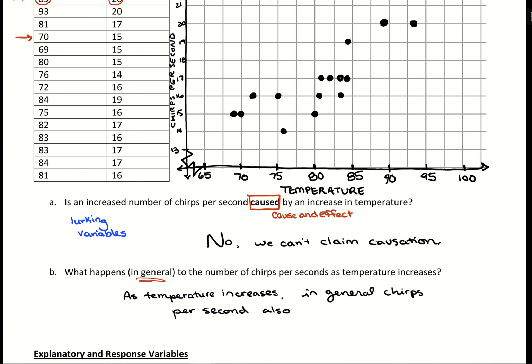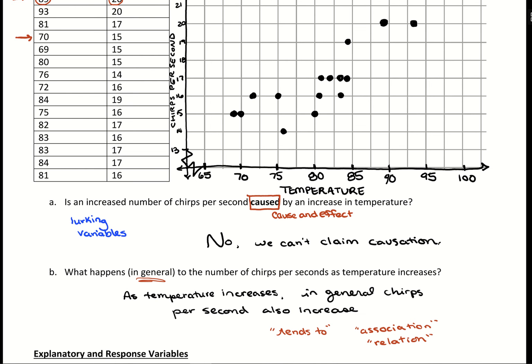So some wording you'll see in this section, we could work with wording that says like tends to. In general, as temperature increases, chirps per second tends to also increase. But then we'll use the wording, is there some association or relation? But we want to avoid cause and effect.